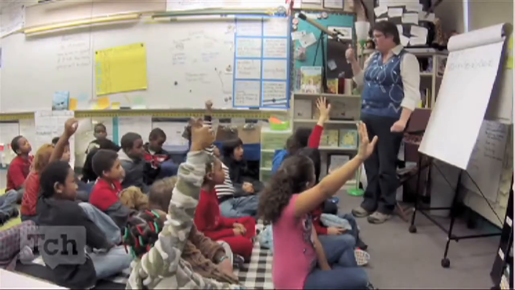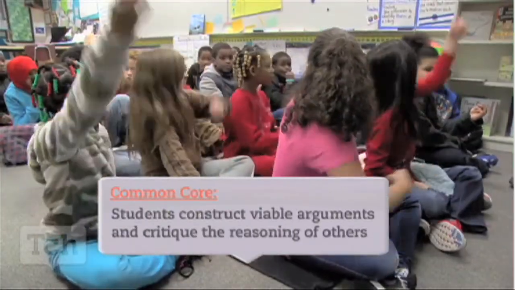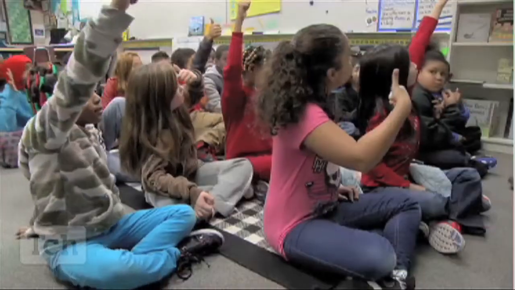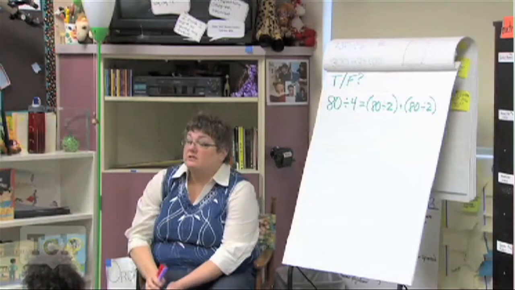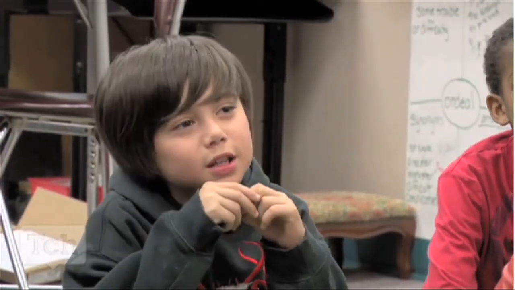Show me a thumb if you think it is true. Show me a thumb if you think it is false. So we have some people that think both ways. So let's take some people who want to support false. Let's start with Jason. Would you defend true? Because you're cutting it in half, 4, so it's 80 divided by 2. And then it's another 80 divided by 2 because 2 plus 2 equals 4.